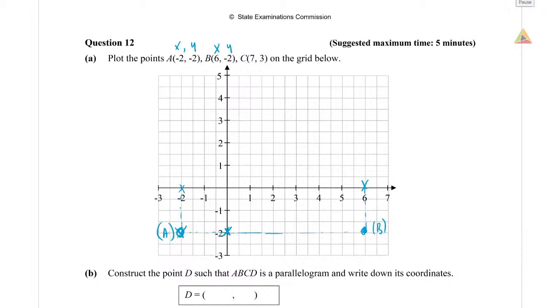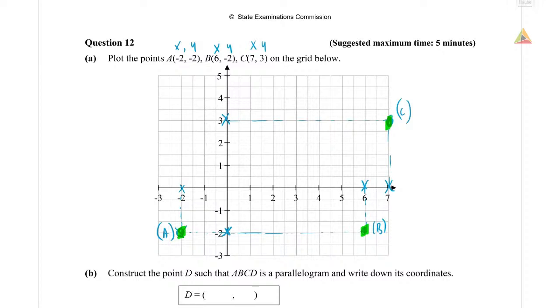Your next point then is (7, 3). So you go to where x is 7, which is here, and you go to where y is 3, which is here, and you're going to come across and down to see where they meet. So your point is going to be there. So that's the point C. And then finally you have the point D. Oh no, we don't have D. We just have A, B, and C. Okay, so I'm just going to highlight these again. So this is the point A, the point B, and the point C.